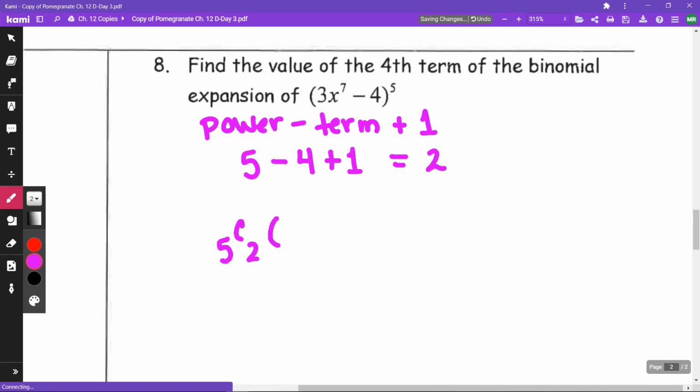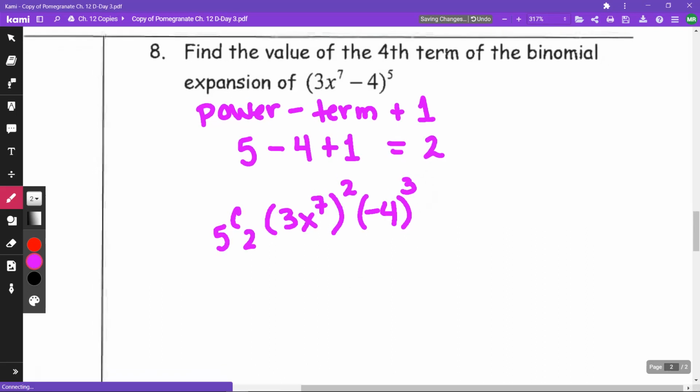Then I am going to take my first term, which is 3x to the 7th, and raise that to the power 2. And then I'm going to take the second term, which is negative 4, and raise it to what adds with 2 to get 5, which is 3. And I'm going to put this into my calculator. So let me put that in.